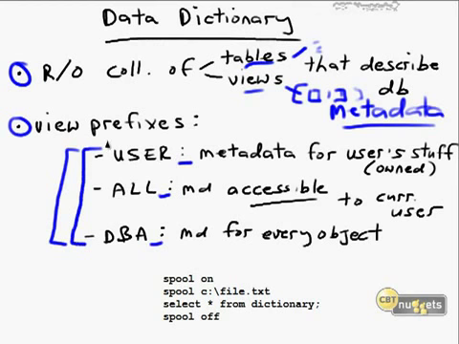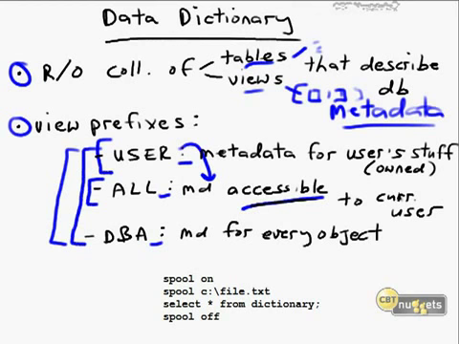In other words, a user's user views are going to be different depending upon what the user owns. A user can query user views to gather metadata about their own stuff, their own database objects that they've created themselves. By contrast, the all underscore views give everything that user does, in other words, everything a particular user has created, but also give you metadata that's accessible to the current user.